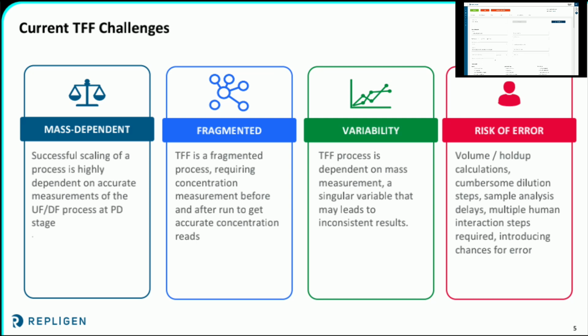Ultimately, all of these culminate into kind of a risk of error, whether it's hold up volume calculations, various dilution steps, analysis delays, all the human interactions that go on within your TFF process introduce error into the process. So what we're looking to do here is holistically eliminate a lot of these manual processes.